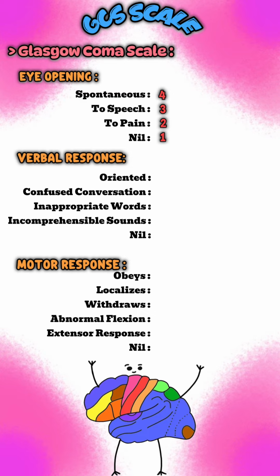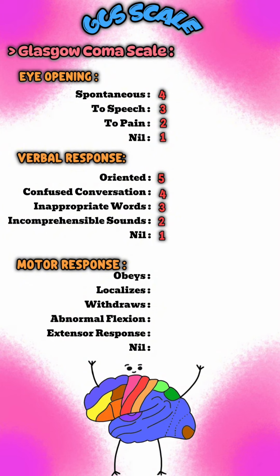In verbal response, if the patient is well oriented and speaks properly, then the score is 5. If the patient is having confused conversation, then the score is 4. If the patient is having inappropriate conversation, then the score is 3. And if the patient is having incomprehensible sounds, then the score is 2. And if the patient is having no conversation at all, then the score is 1.